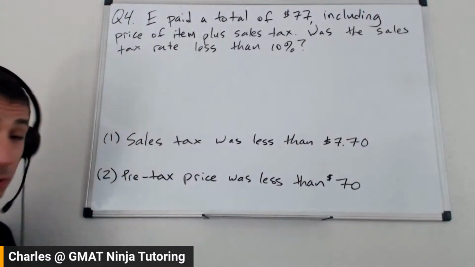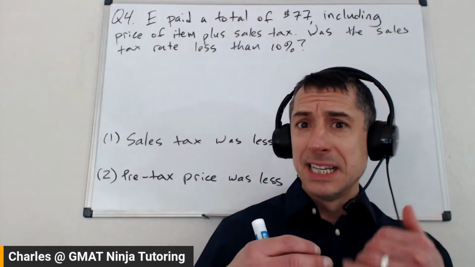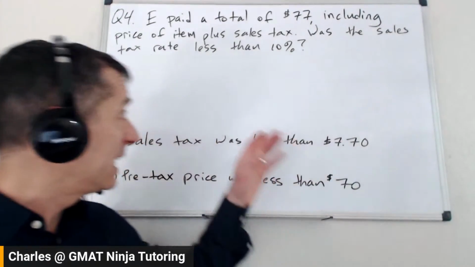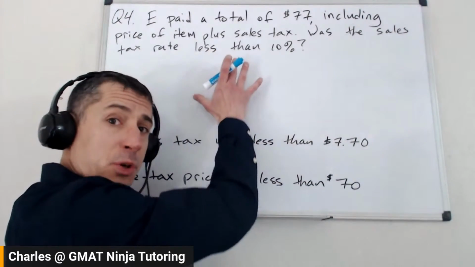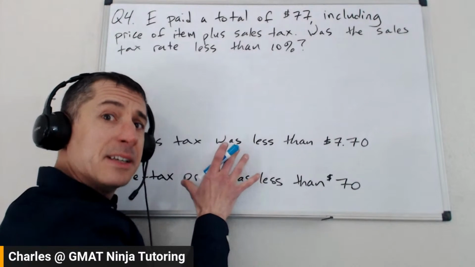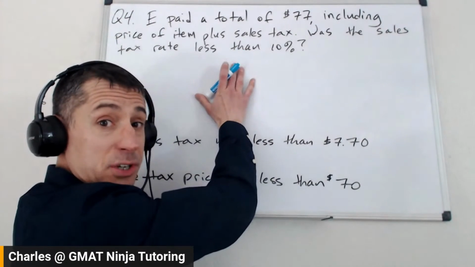So Emiliana paid a total of $77, including the price of the item plus sales tax. We want to know: is the sales tax rate less than 10%? Huge key to data sufficiency: I always want you to do everything humanly possible with the question itself before you jump into the statements. Sometimes if you jump straight into these statements, you're going to get yourself in trouble and waste a whole bunch of time. Again, design feature of the test.